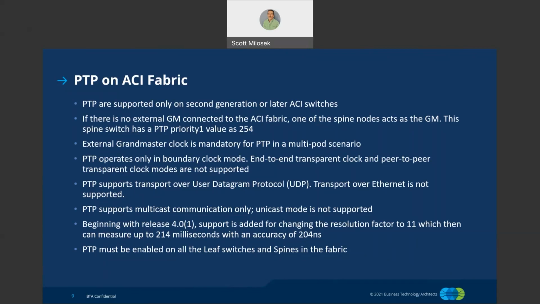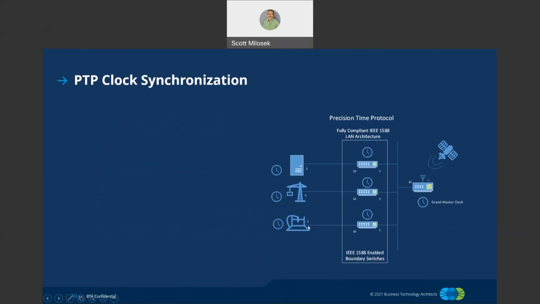And PTP is supported using UDP. It is not using Ethernet on the ACI fabric. PTP supports multicast communication only, and beginning with 4.01, support has been added to change the resolution factor to 11, which can then measure up to 214 milliseconds with an accuracy of 204 nanoseconds. So dialing in the precision here. And PTP must be enabled on all the leaves and spines within the fabric.